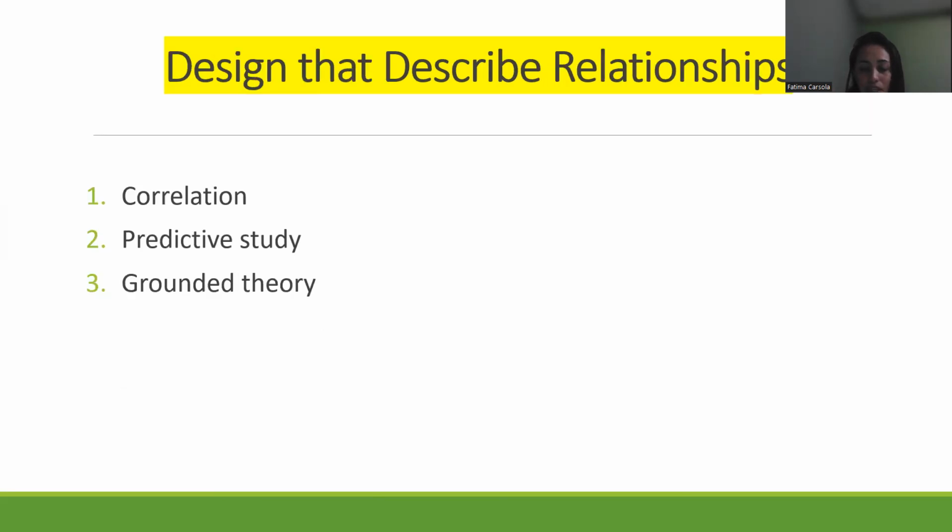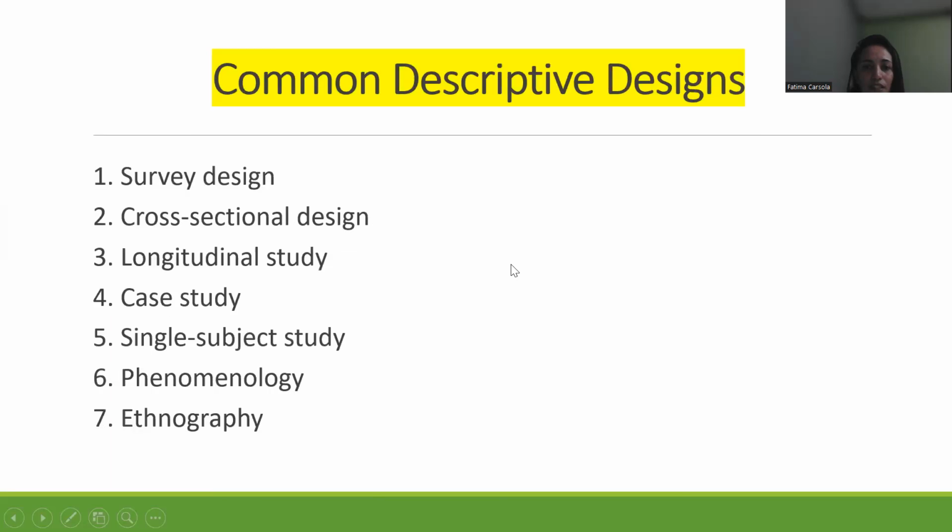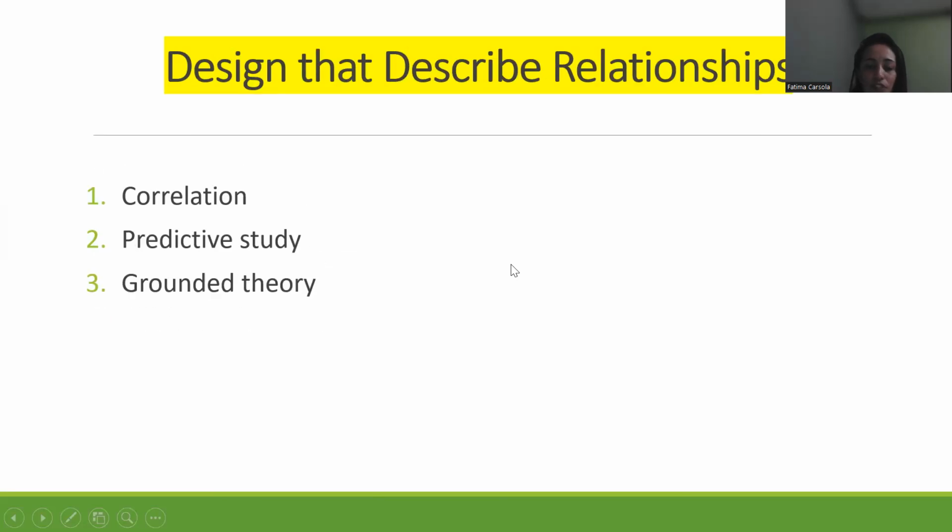Next, designs that describe relationships. You have your correlation. Correlation describes the relationship between two variables in a single population or the relationship between a single variable in two populations. Predictive study describes a relationship between a predictor variable or a group of predictor variables and an outcome variable. And you have grounded theory. Again, this is a qualitative research method in which the researcher attempts to develop a theory out of the study.